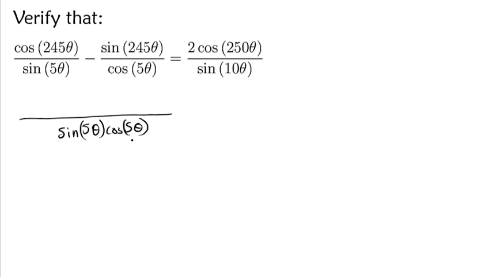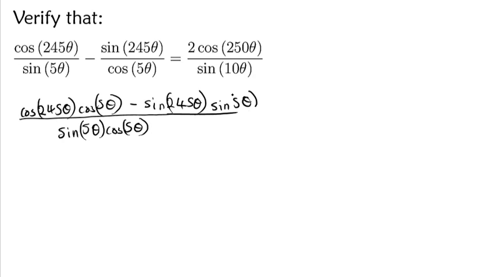So if sine goes into this, we get the cos multiplies the cos. So we'll have cos 245 theta and cos 5 theta. If the cos goes into the denominator, we'll get the sine. So the sine multiplies the sine. So we'll have sine 245 theta multiplied by sine 5 theta.